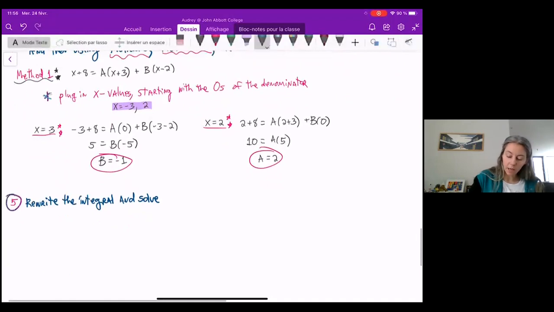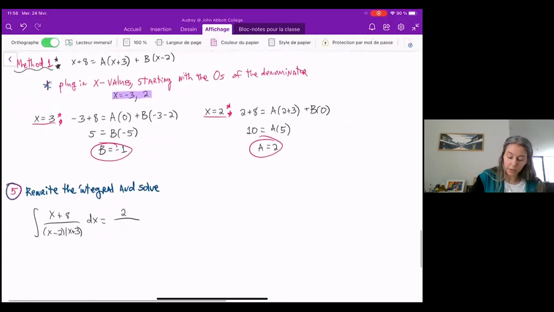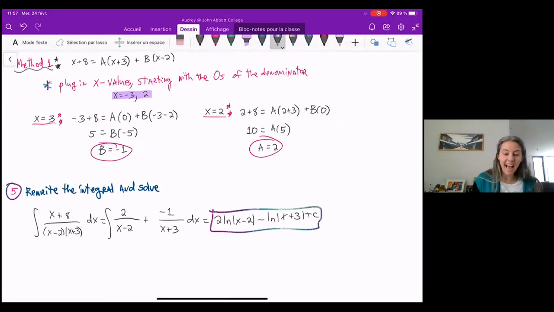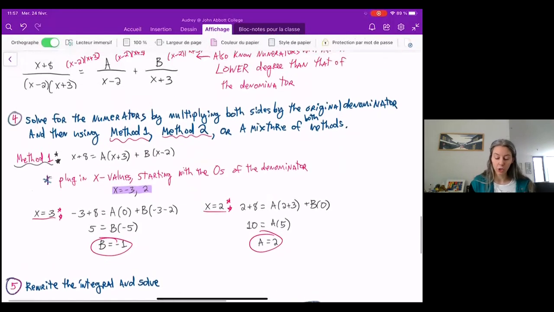So in this case, I will have that the integral of x plus 8 over x minus 2 times x plus 3, that's the integral we started with, is equal to A over x minus 2. So this will be the integral of 2 over x minus 2 plus B, that's -1 over x plus 3 dx. And I end up with 2 ln of x minus 2 minus ln of x plus 3 plus C, and I'm done. And I got the exact same answer that I started with.